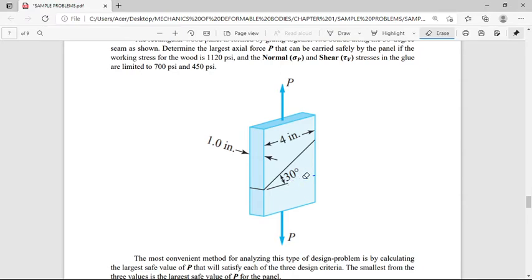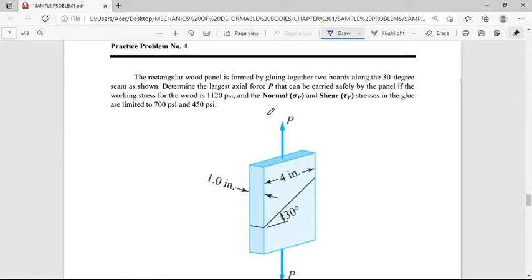So, the dimensions of the cross-sectional area of the wooden panel are given as shown. You have here 1 inch width and 4 inch length of cross-sectional area. And loads are applied as shown. You have a tensile force P. And what is given as the working stress for the wood?